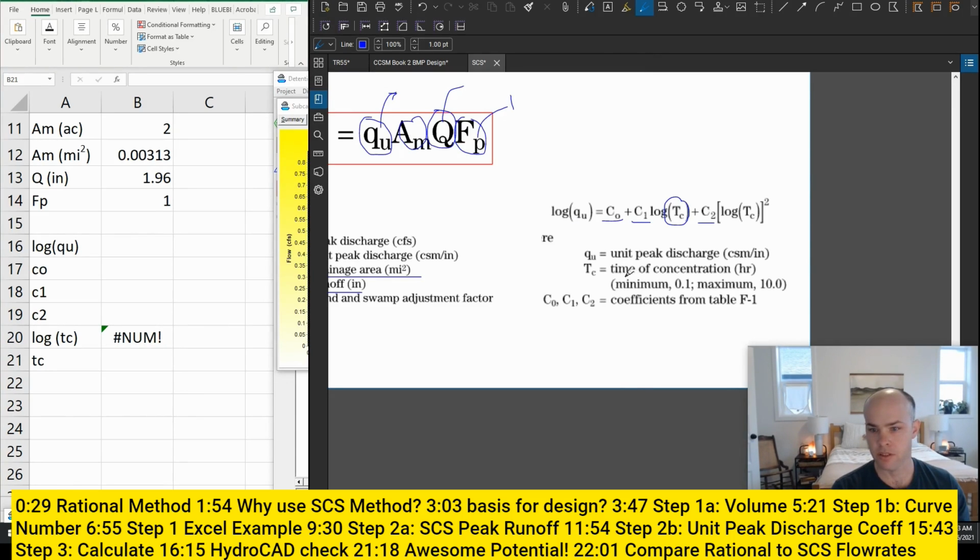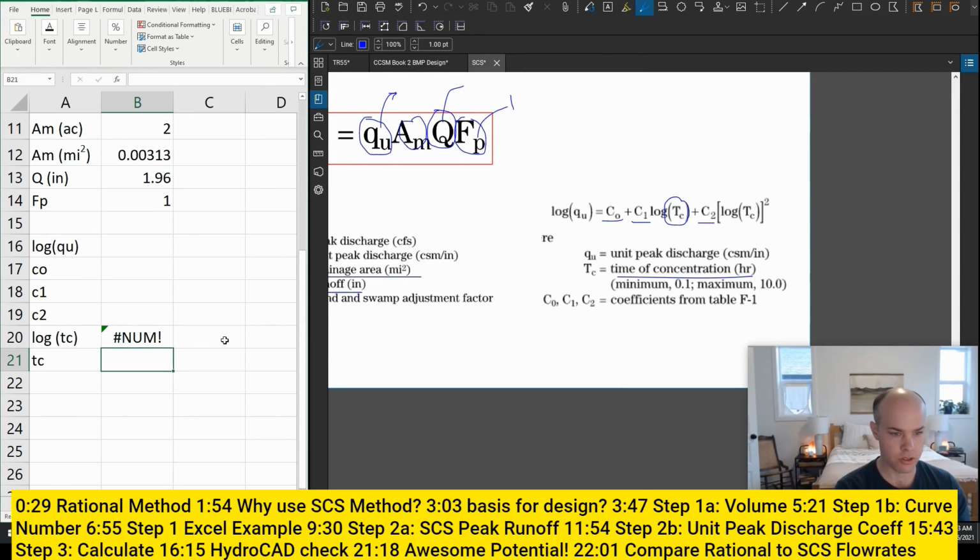And you've got to notice here, the time of concentration is in hours for this. So there's just a lot of conversions going on. I'm going to set this one for minutes. Time of concentration, now 18 minutes, equals 18 divided by 60. And this is actually going to be equal to that. So now we have a negative value for our log TC.